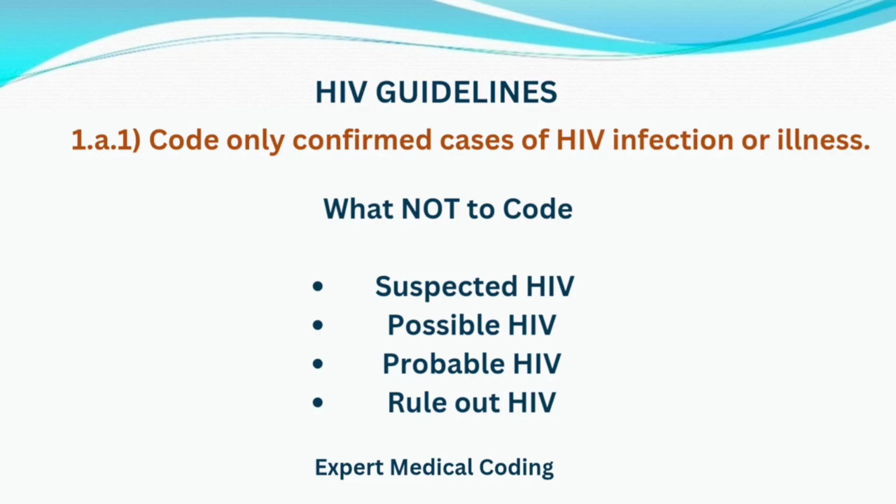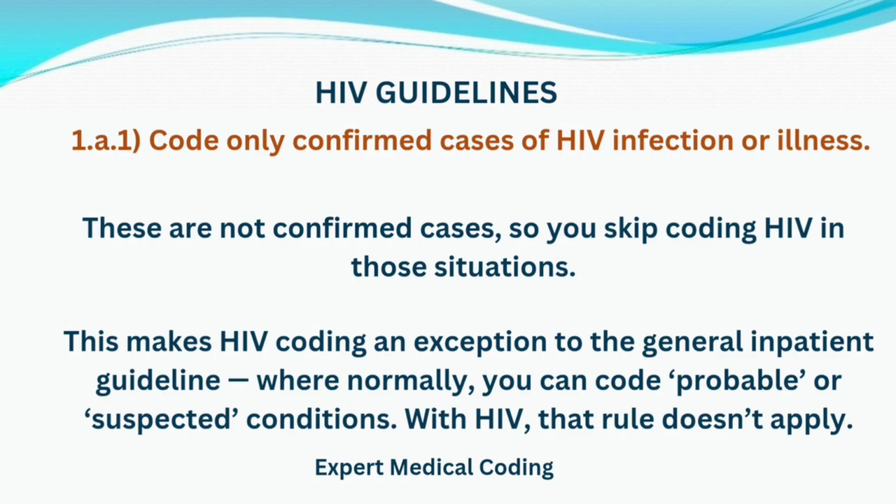Now here's the important part, what you should not code. If the documentation says suspected HIV, possible HIV, probable HIV or rule out HIV, you do not assign HIV code here. So these are not the confirmed cases, so you skip coding HIV in those situations. This makes the HIV coding an exception to the general inpatient guideline, where normally you can code probable suspected conditions. But here with HIV, that rule doesn't apply.